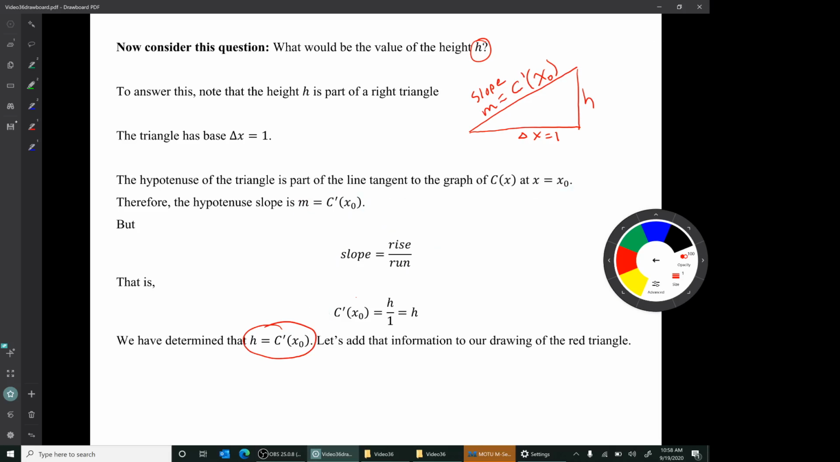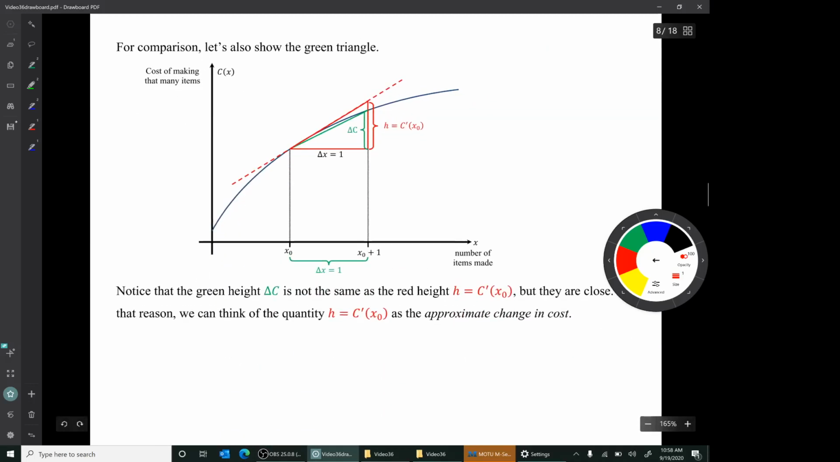Let's add that information to our drawing of the red triangle. So I've added that result about the value of h, and I've also shown the green triangle. Now notice that the green height, delta c, is not the same as the red height, h, but they're close. So if the green quantity is the exact change in cost, we can think of the red quantity as the approximate change in cost.